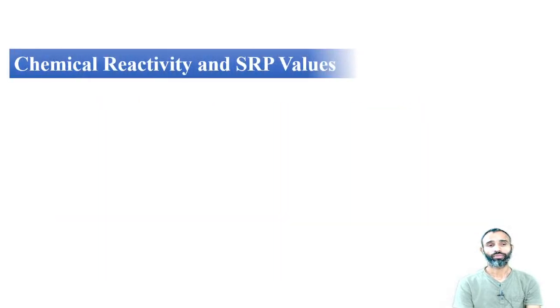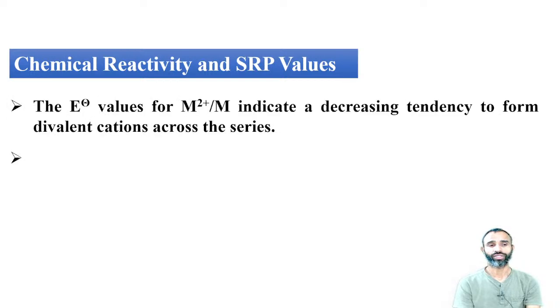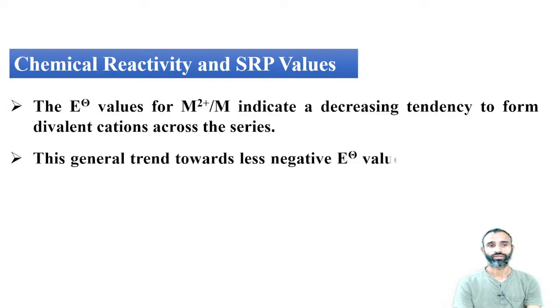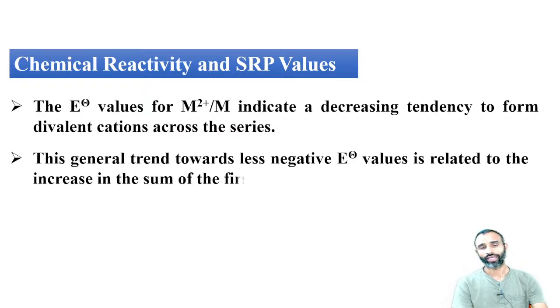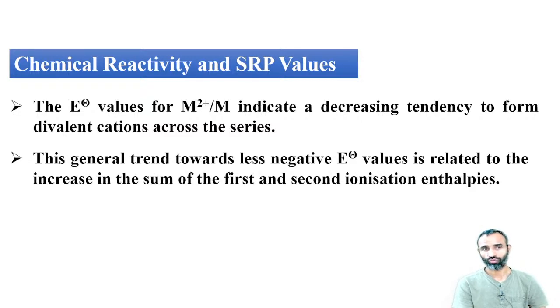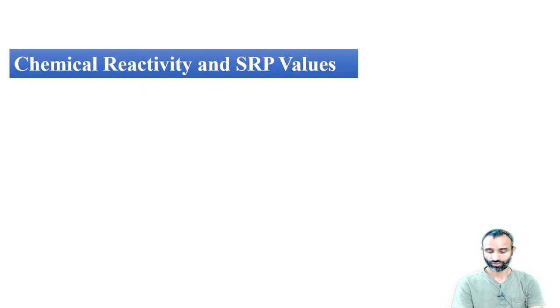Now chemical reactivity and hydration enthalpy. So you know E0 values of M2+ to M, there is a decreasing tendency to form divalent cations. Yes. It becomes less negative in E0 values. It is related to the sum of the first and second ionization enthalpies.